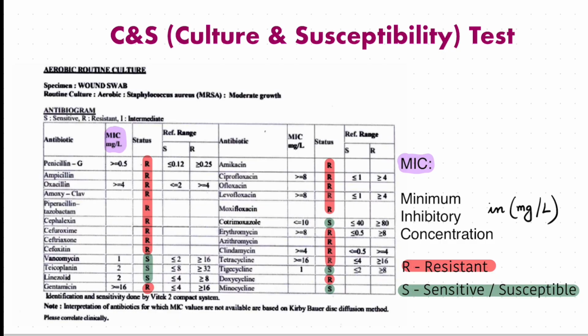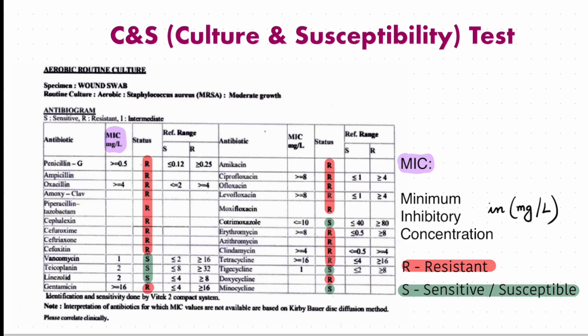Another important information that one must notice is the MIC, which stands for the minimum inhibitory concentration, and it is measured in milligrams per liter. It tells us how many milligrams of the antibiotic have to be applied in 1 liter of the solution containing the microbe. In this case, a particular wound swab has been identified to be infected by this Staphylococcus aureus MRSA with a moderate growth.